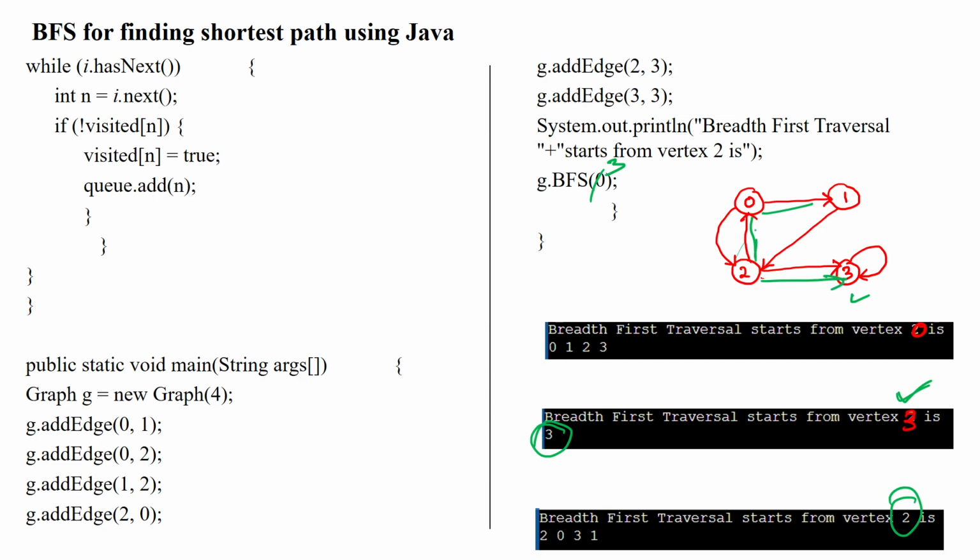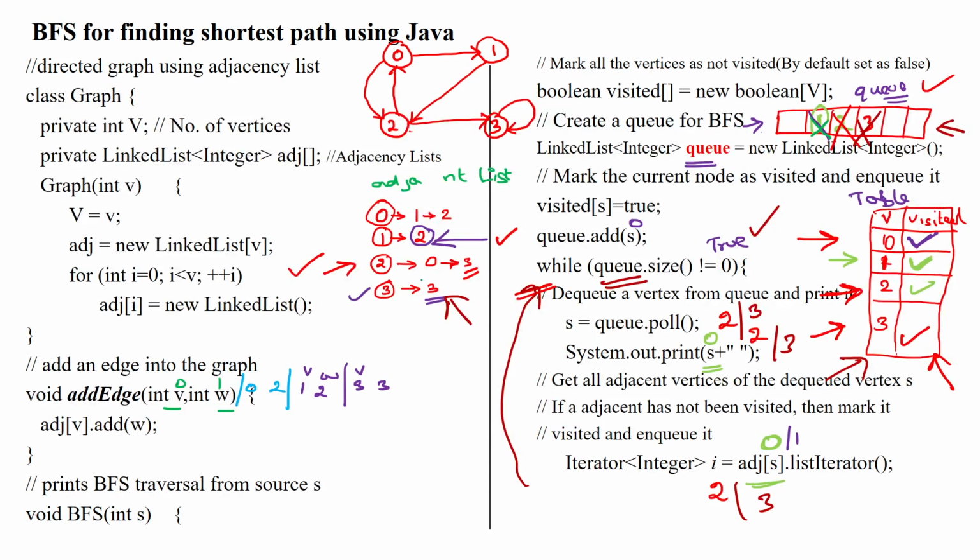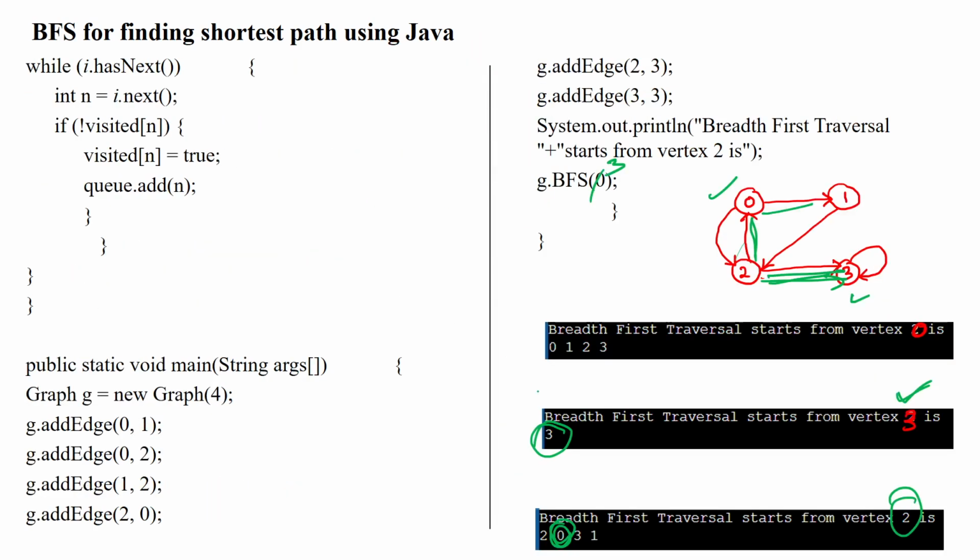First 2 and 3 we are visiting. From the 2, first 0 is visited as per the adjacency list. You look at that, from the 2, 0 and 3 are visited first, so that's what is printed here. 2, and from the 2 0 and 3, then finally from the 0 to 1, that's what is printed here. So this is the way to find out the shortest path by using Java code for breadth first search traversal.